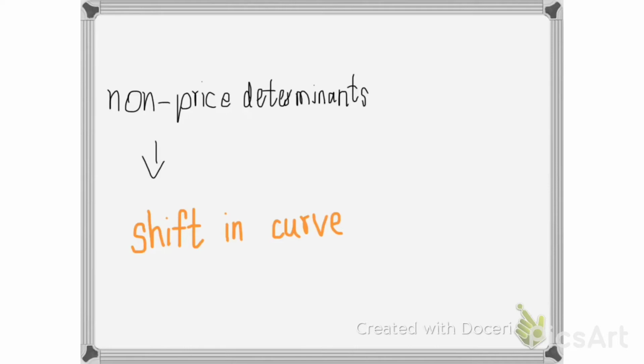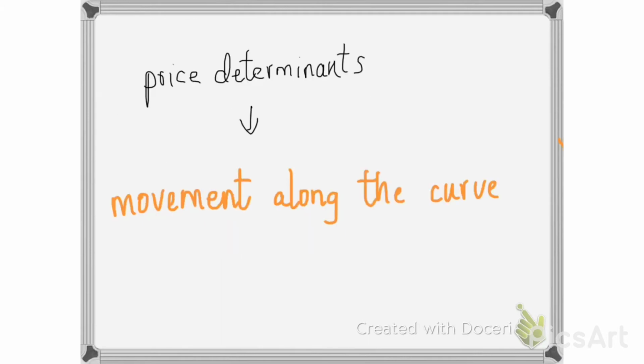Our non-price determinants could be like the availability of income or the market size. And there are many more non-price determinants. And price determinants will cause a movement along the curve. Now, price determinants could be like the price of related products or services, and there are many more.